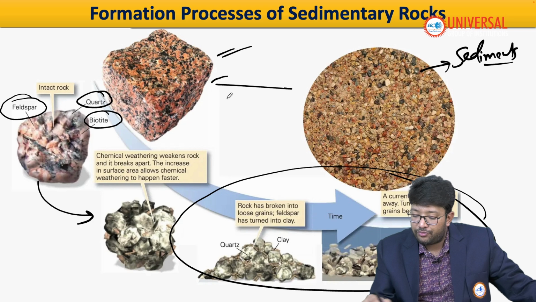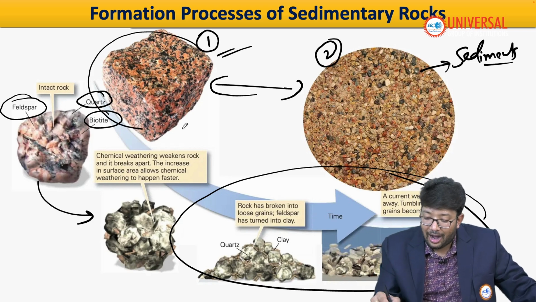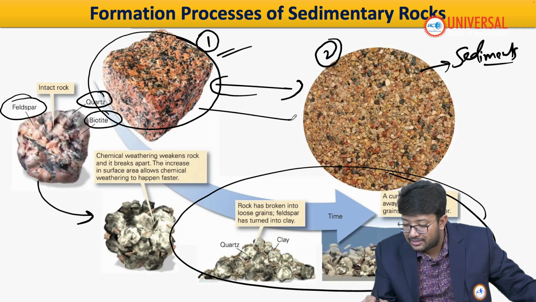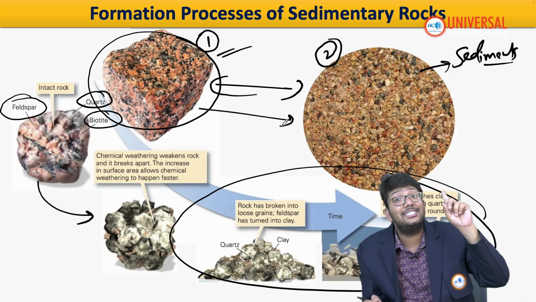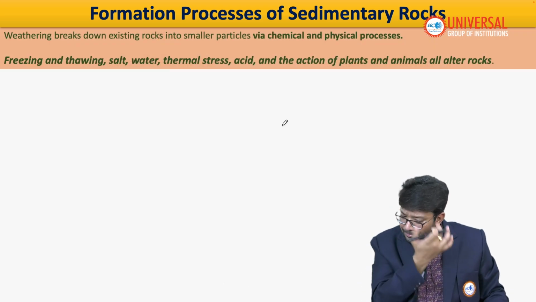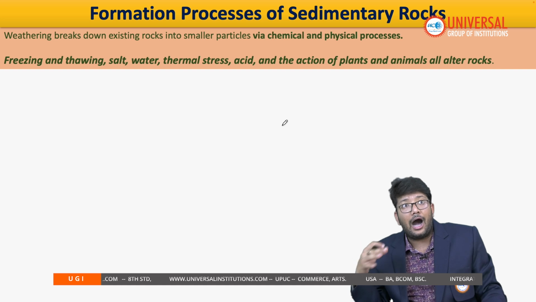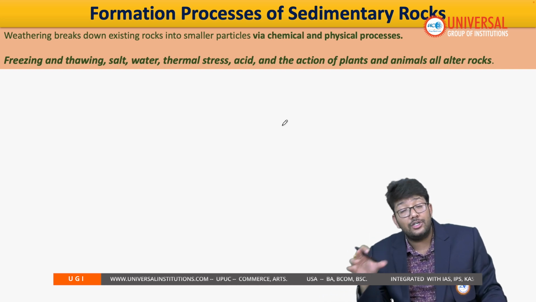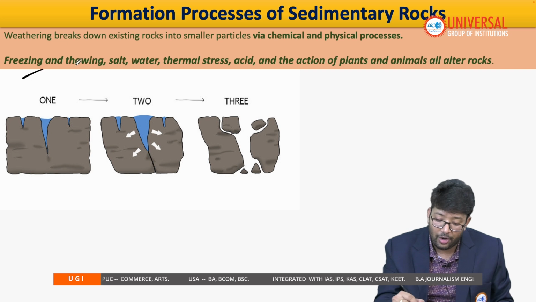Just compare these two photos, students. This one is first, this is second. So it was a hard rock and now it has changed into sediment, like small particles, and ultimately it will be cementation. It will cement and make a new one. Okay. Second example: how weathering breaks down rocks into smaller pieces. So the first example is the freezing and thawing method.